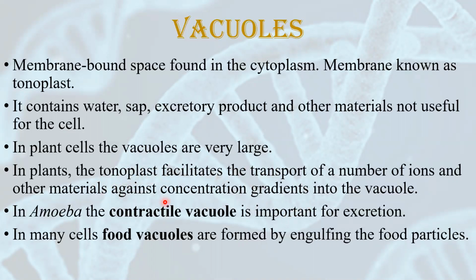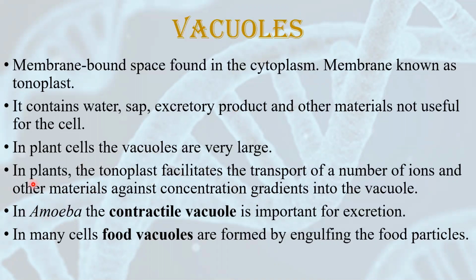I've explained to you about passive transport and active transport. So here which transportation will be there? Active transport. So the tonoplast will facilitate the transport of a number of ions and other materials against concentration gradients inside the vacuole. So it will bring all the ions and other materials inside the vacuole. Even though inside the vacuole the concentration of those ions and materials is very high, it will still bring those materials inside. So it is carrying out active transport.